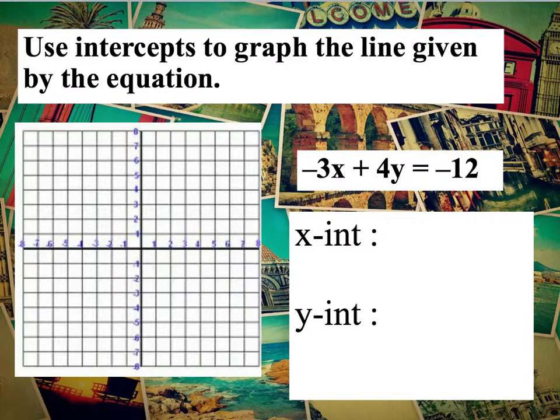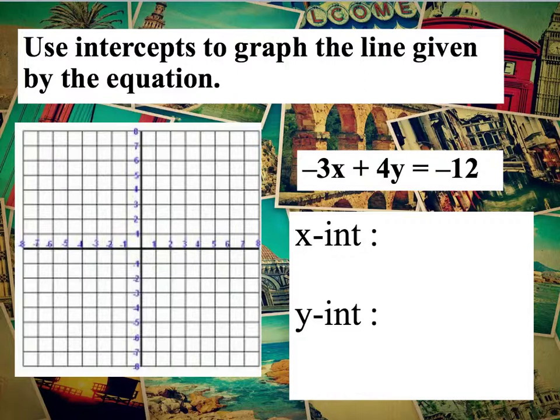For this example, we're going to use intercepts to graph the line given by the equation negative 3x plus 4y equals negative 12. And remember, we're going to use intercepts, so I'm going to plot 2 points on the x or y axis and connect those points to form a line.